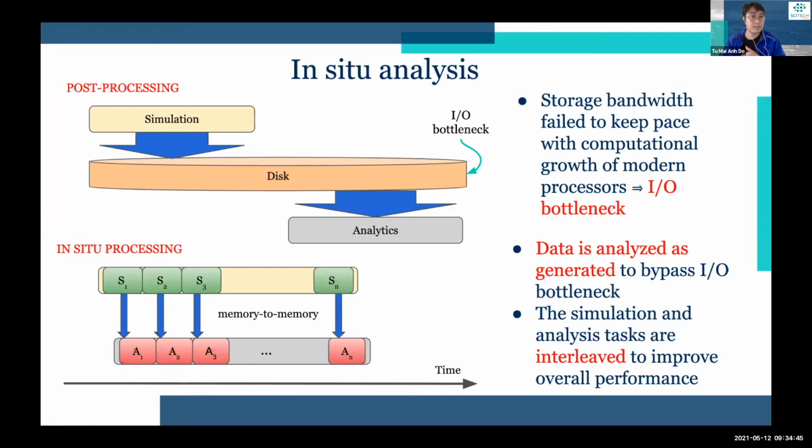And in situ processing allows us to reduce the I/O bottleneck and also to overcome the large data footprint that we have on the file system. And on the other hand, the simulation and the analysis tasks will have their executions interleaved with each other, so we can improve the overall performance as well as reduce the time to solution of the pipeline of the simulation and the analysis.